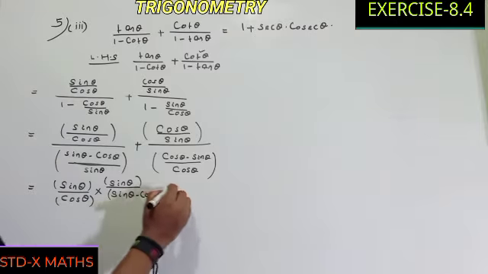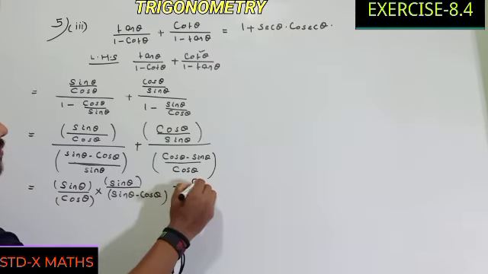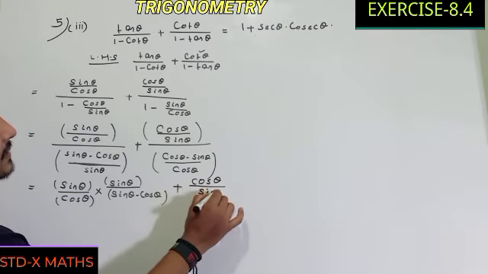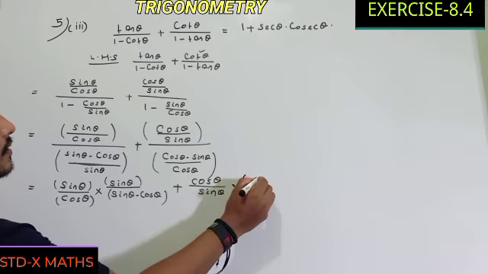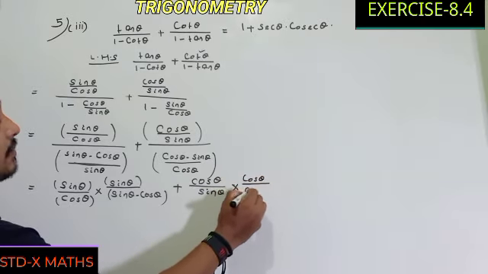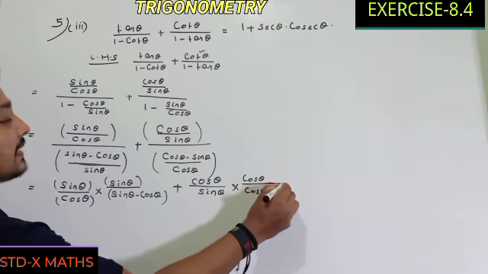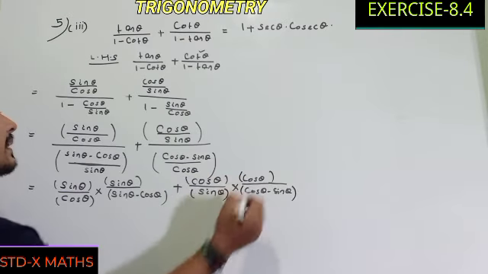Ready? And the right side one also I have to arrange in the similar way. The upper one is cos theta, below it is sin theta into cos theta divided by cos theta minus sin theta, giving the bracket.